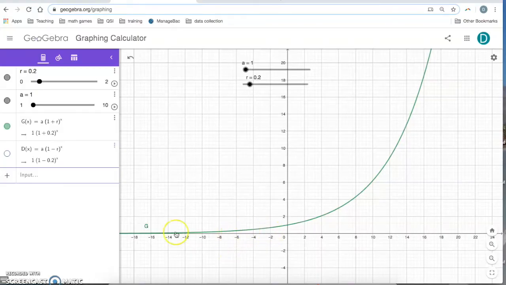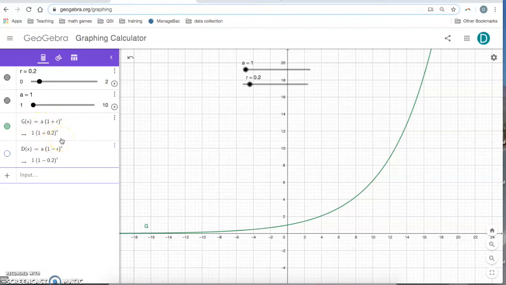So here's what one of these functions looks like. This is the growth function, so I called it g, this green one, growth. And I chose some values for a and r. In this case, I chose a to be equal to 1. So the initial amount is 1. And you can see that here, that on the graph, when x is equal to 0, y is equal to 1. So the starting point of this function, or you can think of it as the y-intercept, is 1. And then I chose r to be 0.2, which means the rate of growth is 20%. Okay, so you can see the function here.